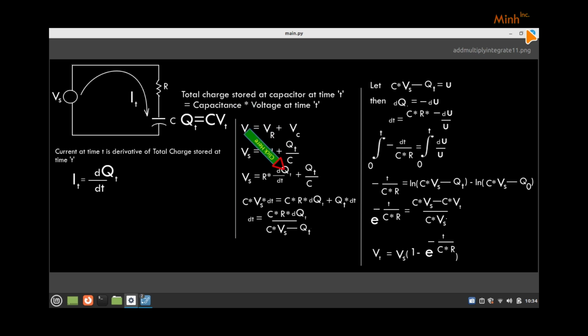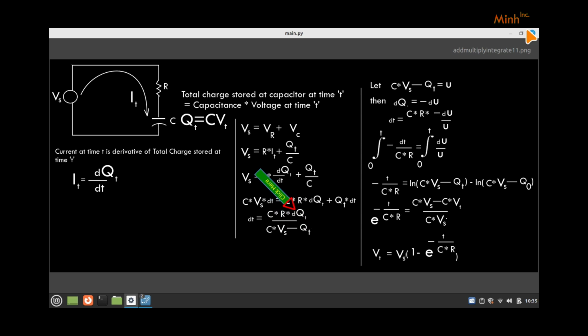Okay, now current is nothing but dQ(t) by dt, dq by dt, and this is Q by C. This slowly comes to a differential equation. Further we can see C Vs dt equals CR dq plus Q dt, so dt equals CR into dq by (C Vs minus Q). So this is the variable Q and this is the differential. So this comes to a pure differential equation.